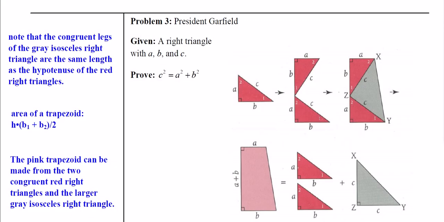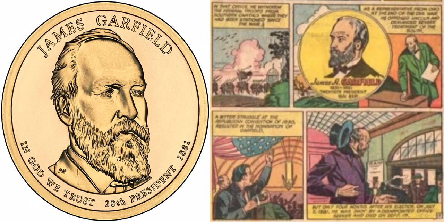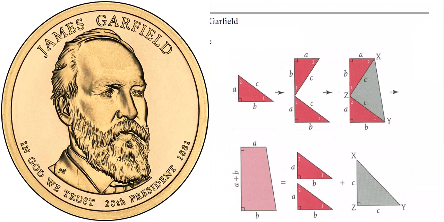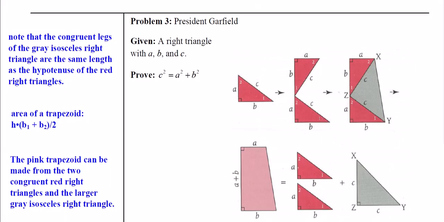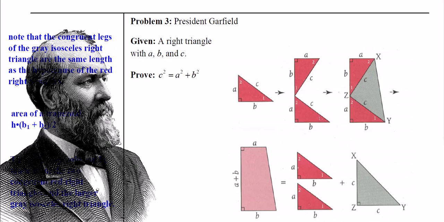So let's continue with our proofs of the Pythagorean theorem. And mind you, there's hundreds of different proofs. But a few years before President Garfield became president of the United States, I believe the 20th president, he ended up publishing his own original proof that takes into consideration trapezoids, which we've talked about in this class. So let's go ahead and see what Garfield was all about, President Garfield.